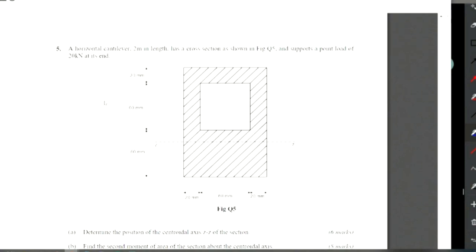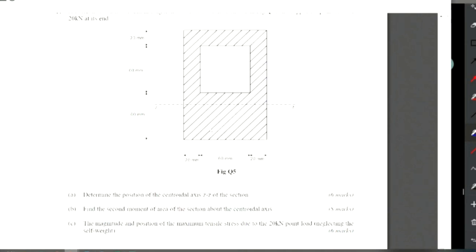The section is a kind of hollow rectangular section, but the hole is not at the center. So you have to treat it as the outside minus the inside, and you work from the top or the bottom. So just have a go at that, and we'll do that tomorrow.